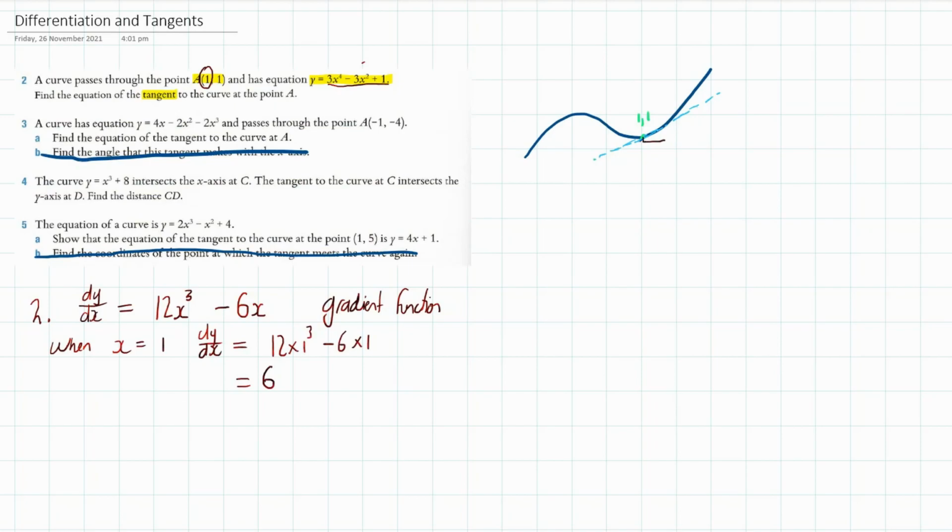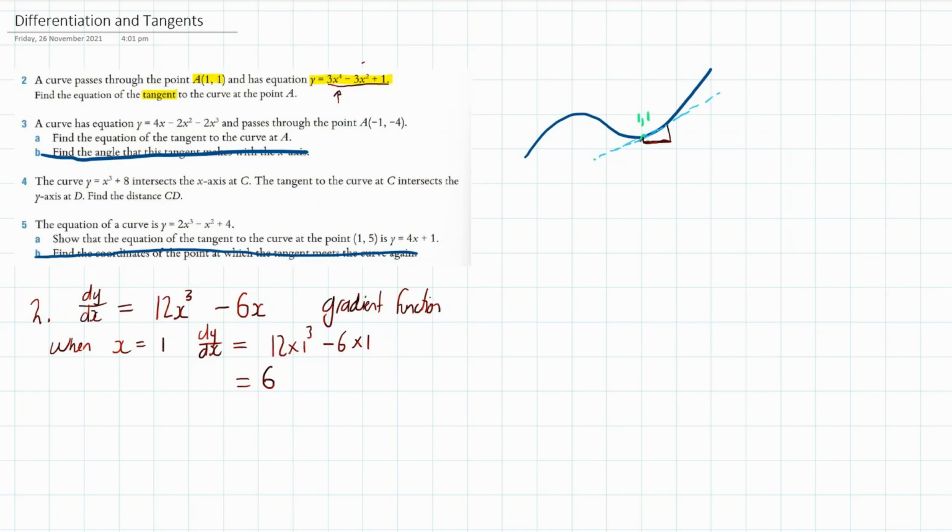This gradient, and again, I have not drawn the graph because the graph here is not a cubic, it's a quartic or something, that's not what we've got there. But the gradient that we have worked out is 6. So every time we go across one, we go up 6. And we have a point on the curve.